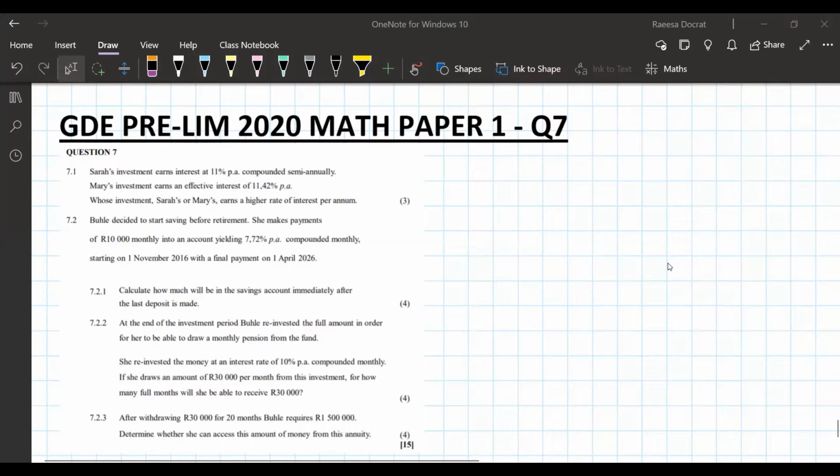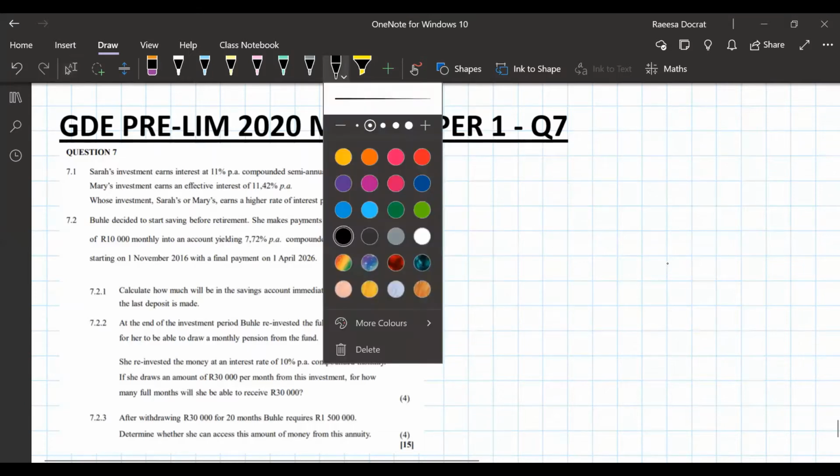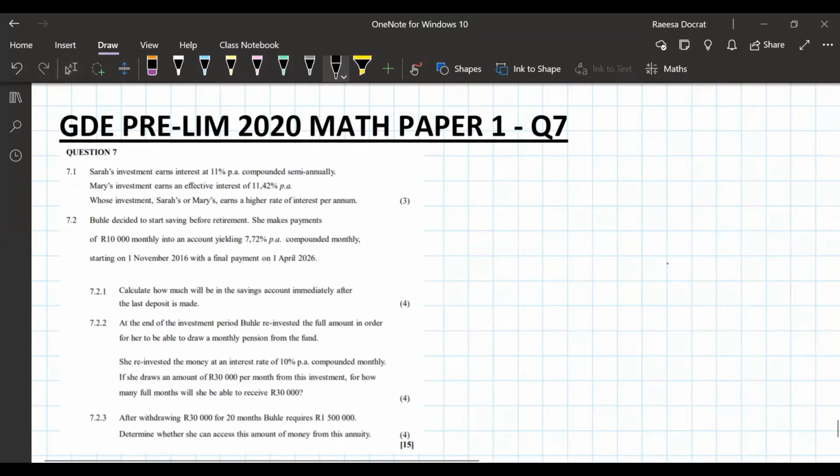So here we have the question. Sarah's investment earns an interest of 11% per annum compounded semi-annually, and Mary's investment earns an effective interest rate of 11.42% per annum. Whose investment, Sarah's or Mary's, earns a higher interest rate per annum?